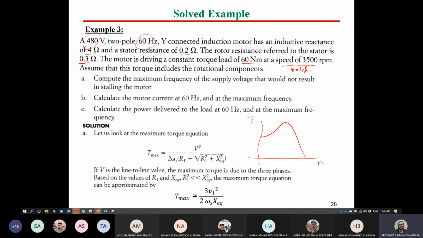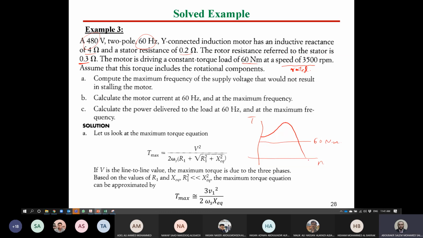This is the maximum torque, and you have here a constant load torque of 60 Newton meter. The question now: it's required to make speed control by using frequency, and we don't need the machine to be stalled. So we need to calculate the frequency that can be used in order to control the machine, or the maximum frequency without stalling the machine.